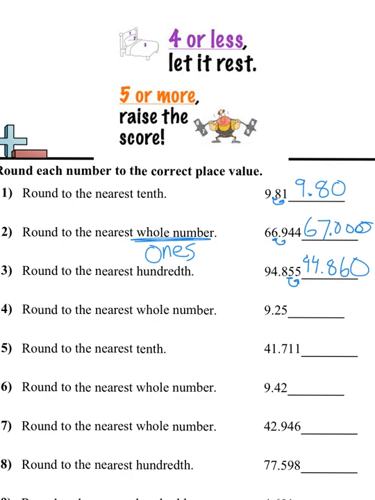Okay, let's have you try number 4 and 5 on your own. Number 4 says round to the nearest whole number, which again means the ones place. And number 5 says round to the nearest tenth.